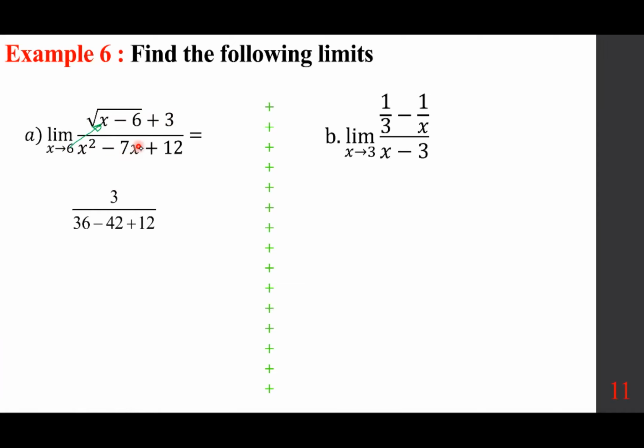Now, the numerator is, of course, 3. When you add up the denominator, 36 minus 42 plus 12, you end up with 6, and the ratio is therefore 1/2. We didn't have to multiply by the conjugate because it ended up being some number. In this case, 1/2.